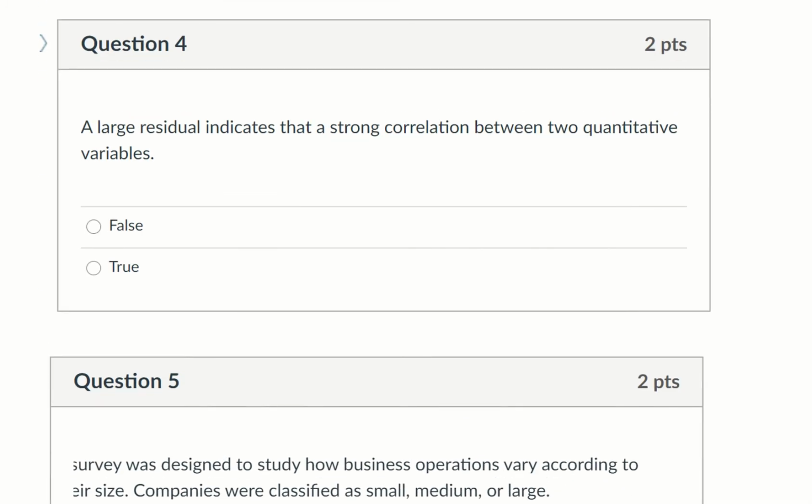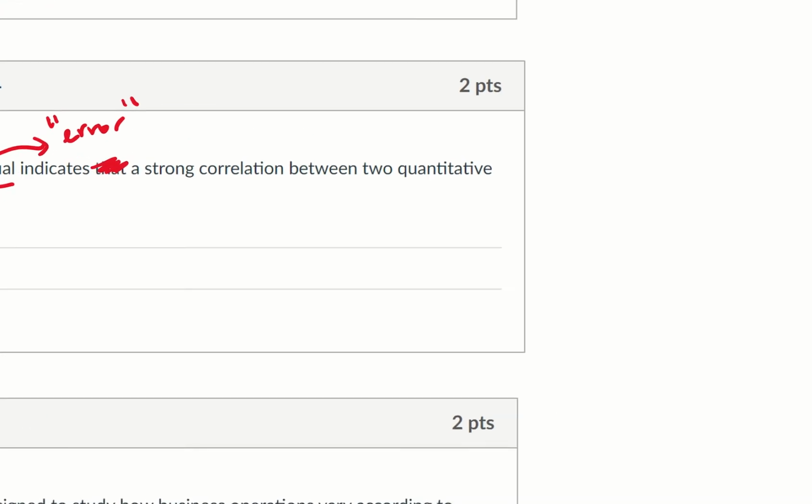All right, question 4. A large residual indicates a strong correlation between two quantitative variables. So, okay, a large residual indicates a strong relationship. So is that true? Actually, wait, we're talking about a large residual. Remember that a residual is sort of like the error. And so if you have a large error, that means that your prediction is not very good.